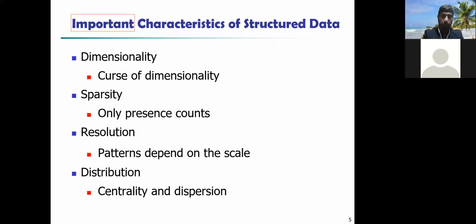So we have already talked about this. So distribution is basically the central and the dispersion tendency of the data. So these are some characteristics that we need to be aware of while doing exploratory analysis. The fifth one I mentioned, and we will discuss this more later on, is quality of the data.